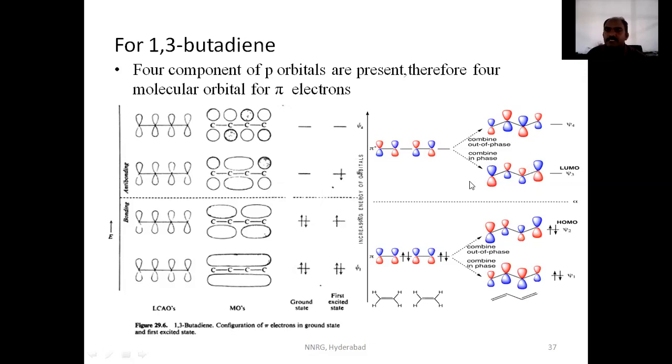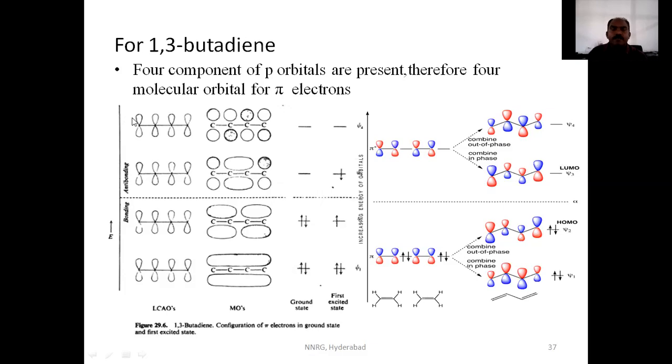So this molecular orbital we call as LUMO. What do you mean by LUMO? Lowest unoccupied, because there are no electrons present in this molecular orbital. It is the lowest unoccupied molecular orbital, the last molecular orbital, that is having three nodes where each p orbital is not at all interacting with each other to form a bond.